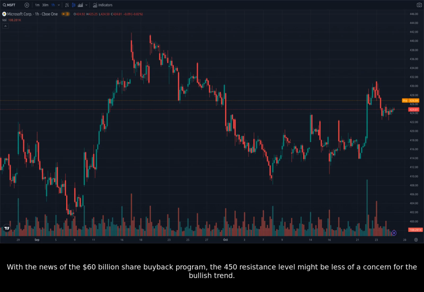With the news of the $60 billion share buyback program, the 450 resistance level might be less of a concern for the bullish trend. We need to keep an eye on MSFT's reaction to these key levels in the coming days and weeks to understand its future direction. We will also be looking for any signs of reversal, such as a break below the 400 level or a failure to break above the 450 resistance.